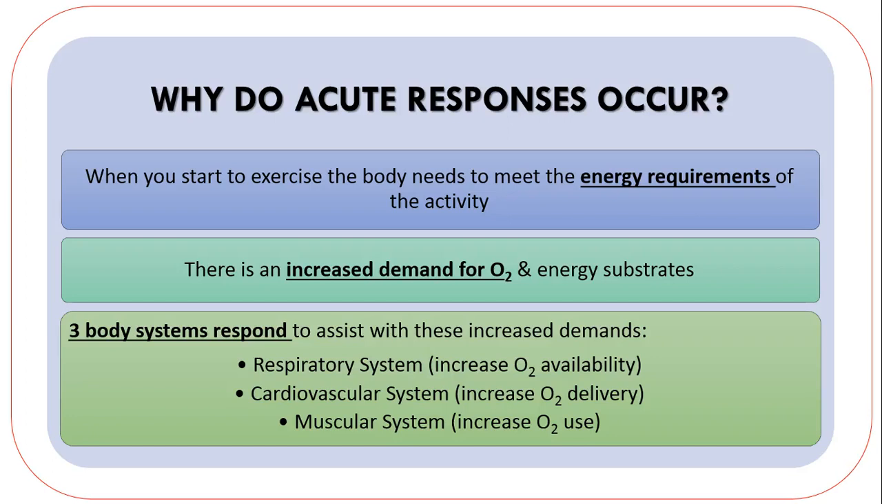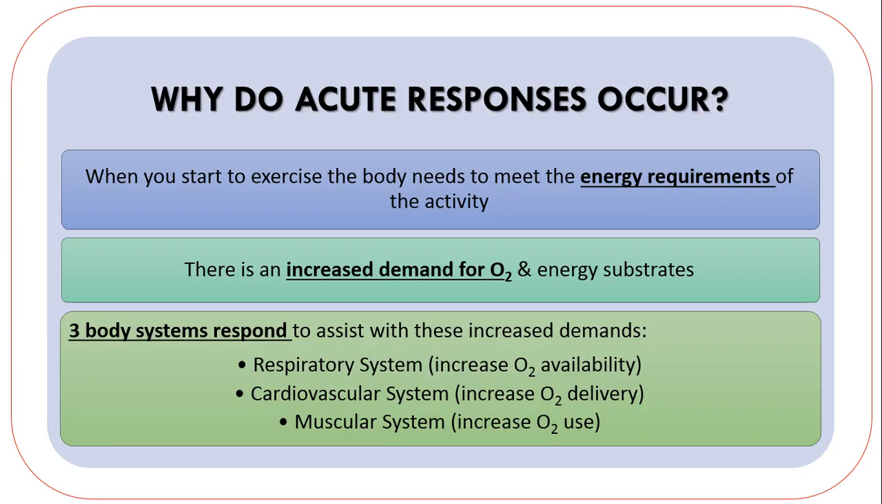So the reason we have these acute responses to exercise in the first place is that when we actually start to exercise, we know that our muscles require more energy to be able to resynthesize ATP so that we can actually have muscle contraction occurring for that activity. So what happens as a result is we have an increase in oxygen demand and also our energy substrate. So we need more fuels and we need more oxygen. We also need to remove more byproducts that are produced.